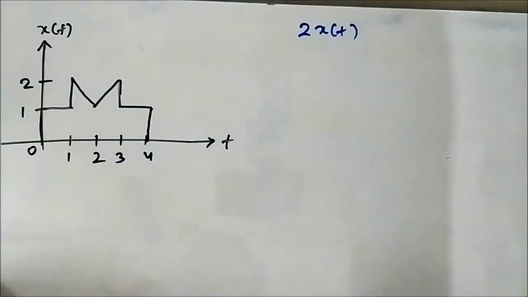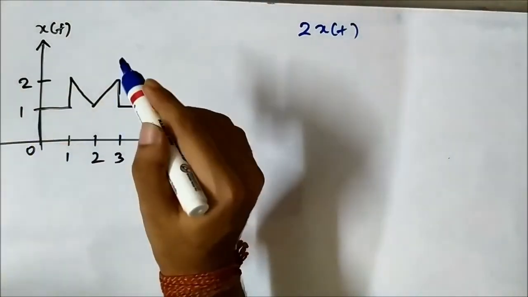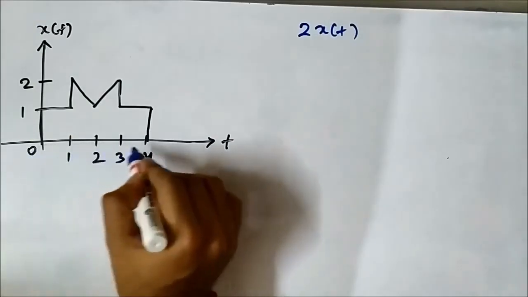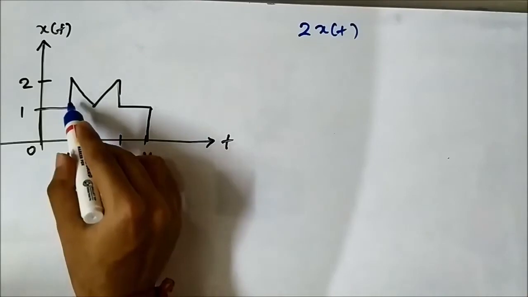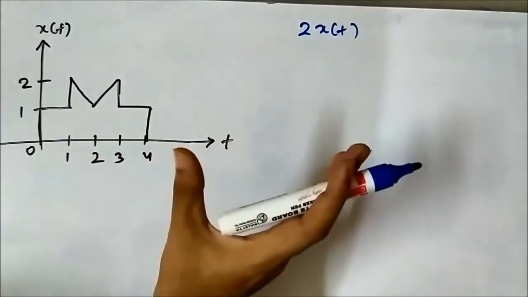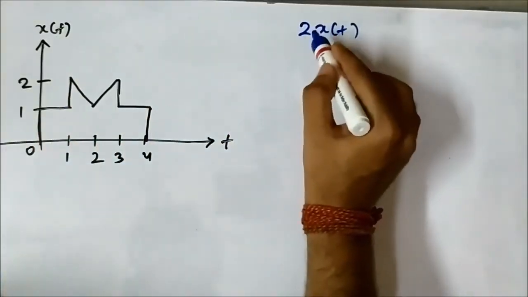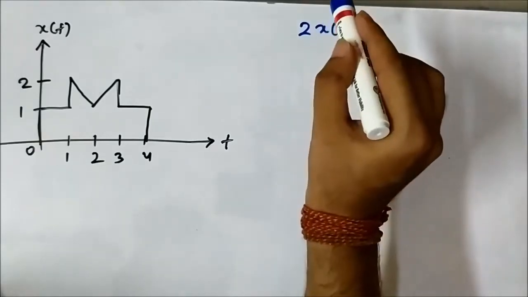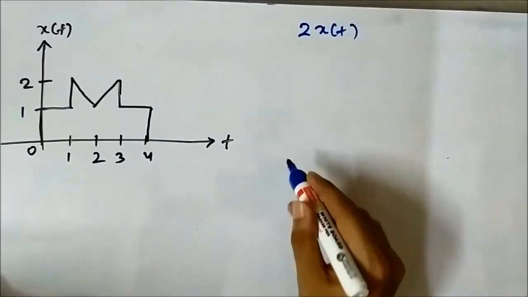So here, to perform amplitude scaling, you have to pay attention to the amplitude of the signal at different instants of time. For example, you have to pay attention to the amplitude of the signal at distinct points 1, 2, 3, 4 and so on. And depending on that, you will multiply that by the scaling factor. Here the scaling factor is 2. So we will do it like this.